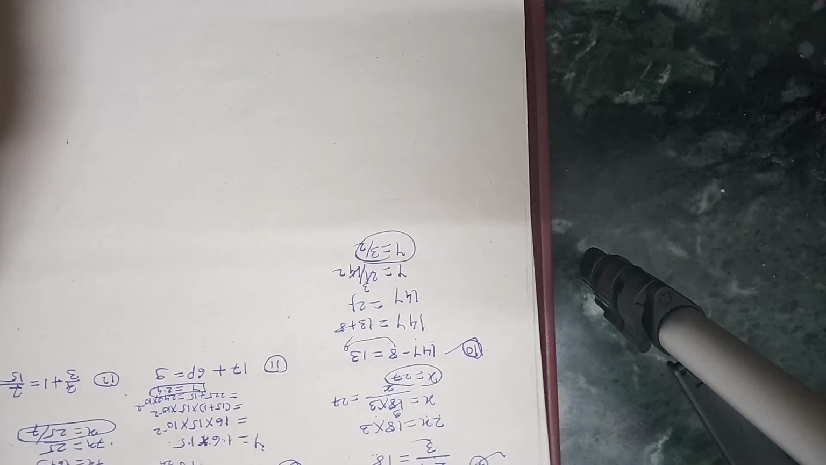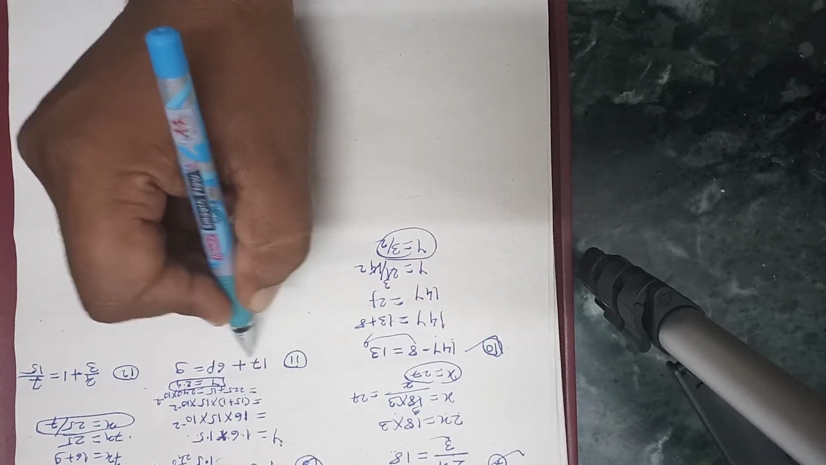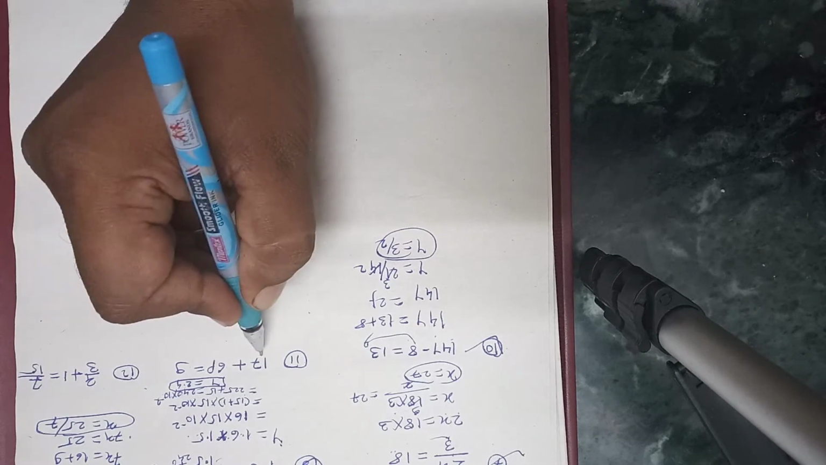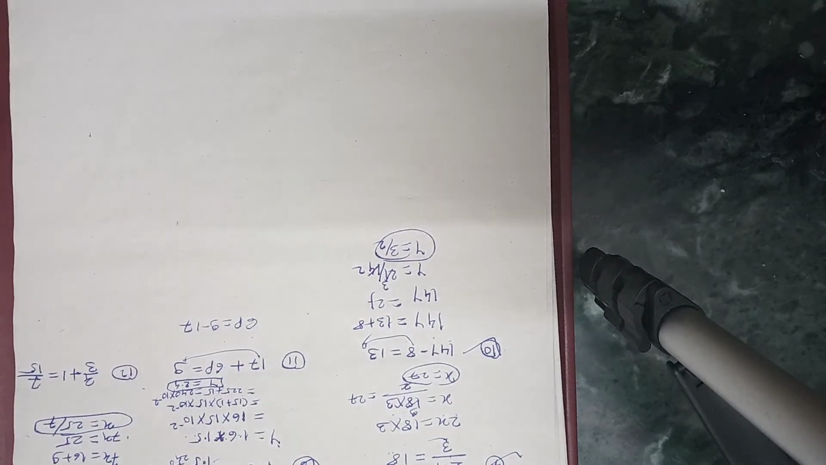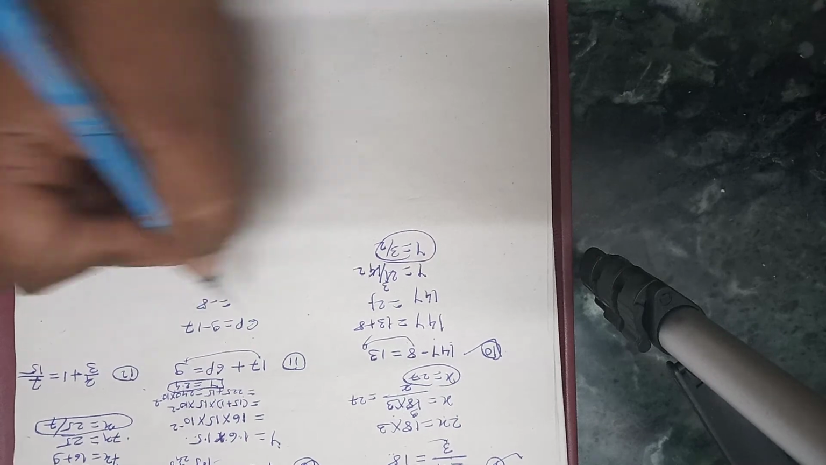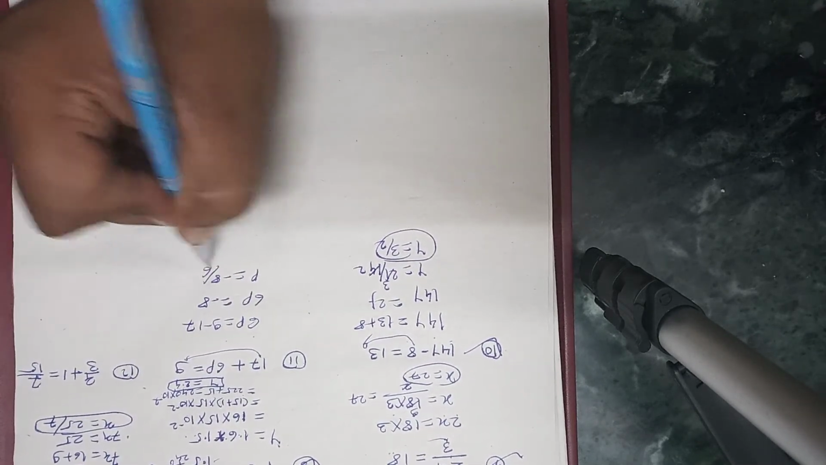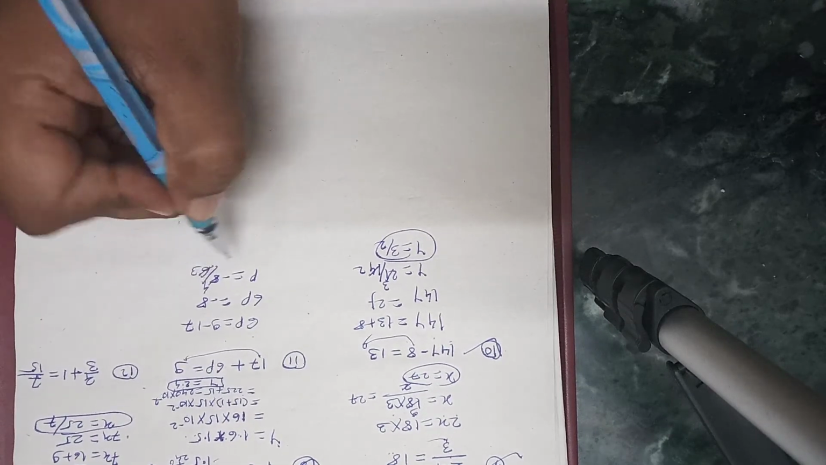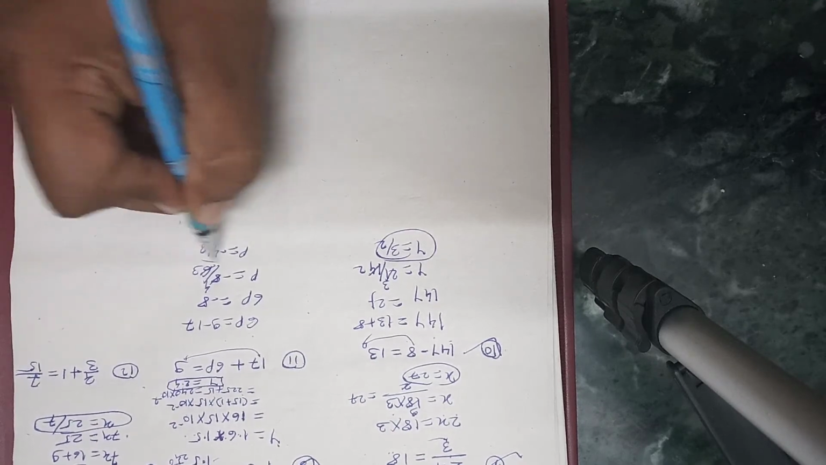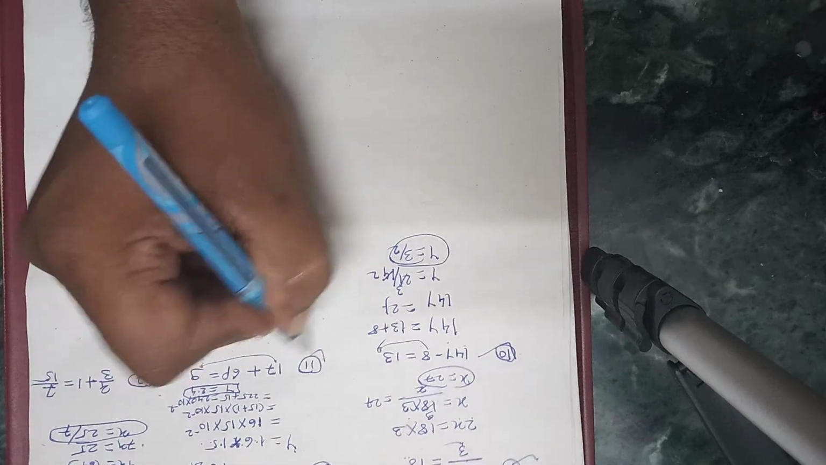Let us see example number 11. In example number 11, 17 plus 6p is equal to 9. Transfer this 17 here. 6p is equal to 9 minus 17, that is minus 8. 6p is equal to minus 8. p is equal to minus 8 by 6. So 2 threes are 6, 2 fours are 8. p is equal to minus 4 by 3. Example number 11 is completed.